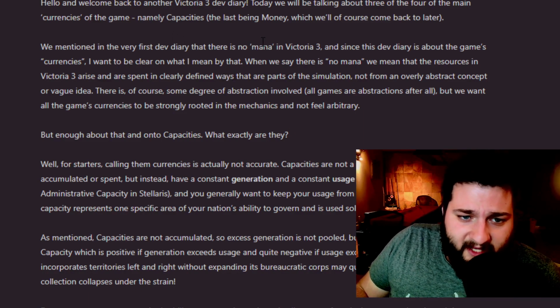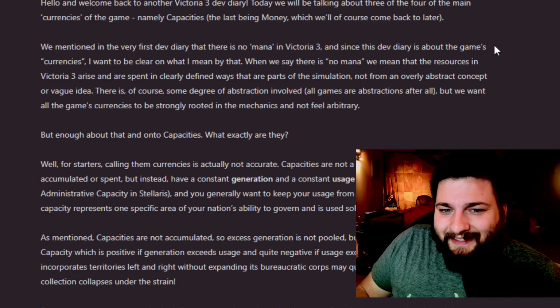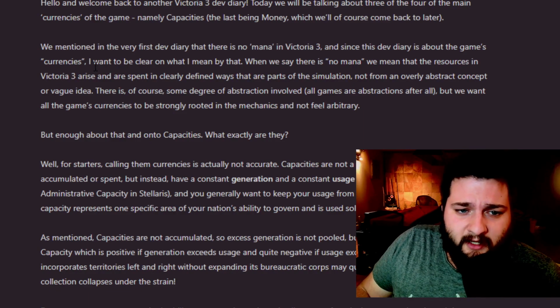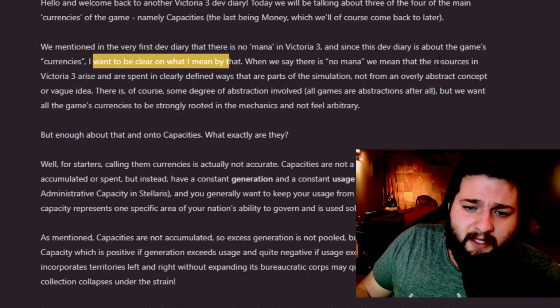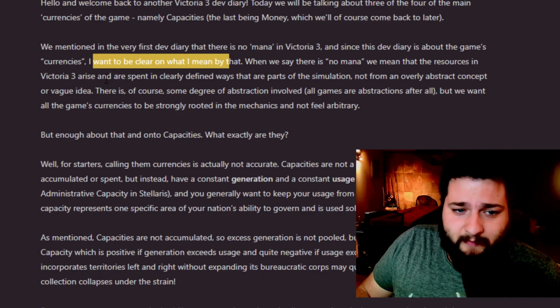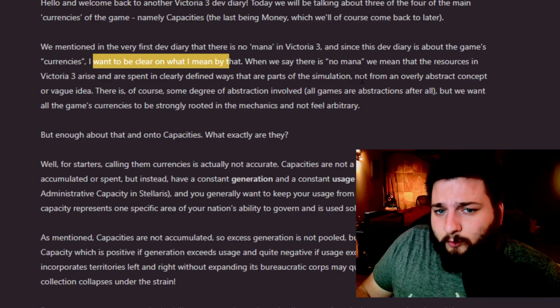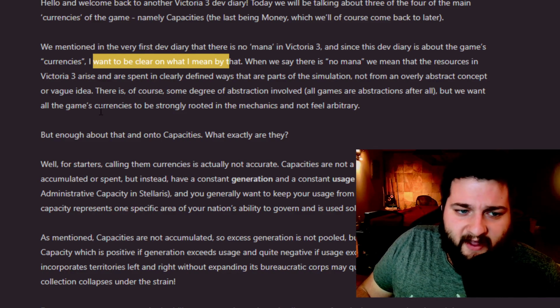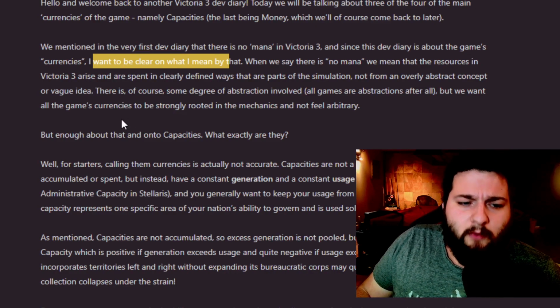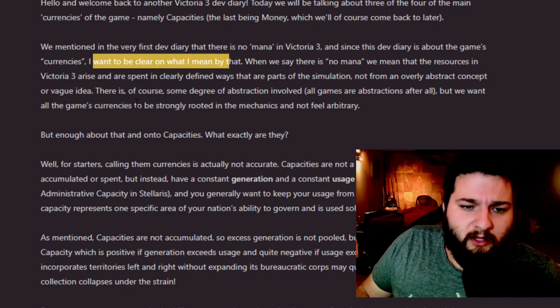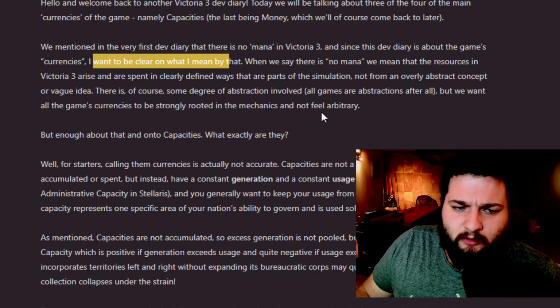In the first dev diary, they did mention there's no mana in Victoria 3, and since this dev diary is about currencies, they want to be clear about what they mean when they say there's no mana. They mean that the resources in Victoria 3 arise and are spent in clearly defined ways that are part of the simulation, not from an overly abstract concept or vague idea. There is of course some degree of abstraction involved. All games are abstraction after all. But we want all of the game's currency to be strongly rooted in the mechanics and not feel arbitrary.